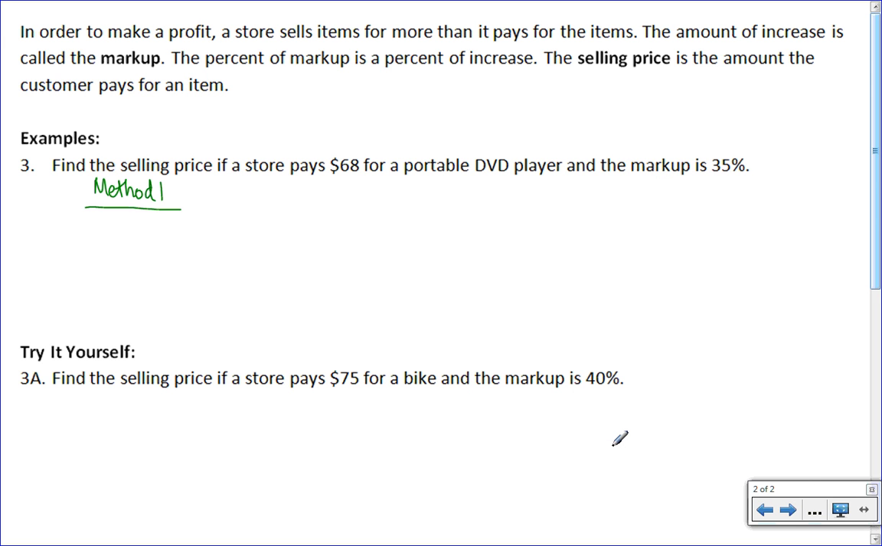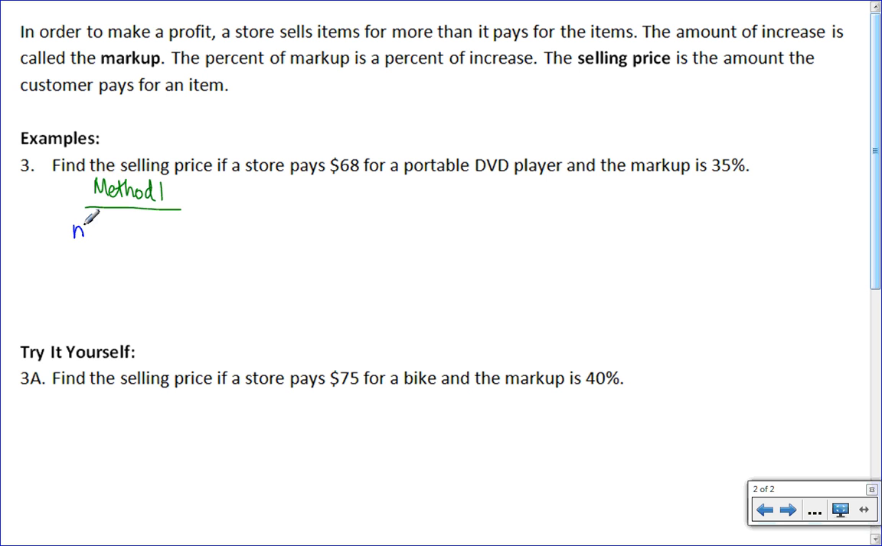In method 1, we are going to first figure out how much the markup is. We know it's 35%, but 35% of what? Well, if the store had paid $68, the markup is 35% of $68. So we're going to write that in a percent equation, just like we did in section 7.5.